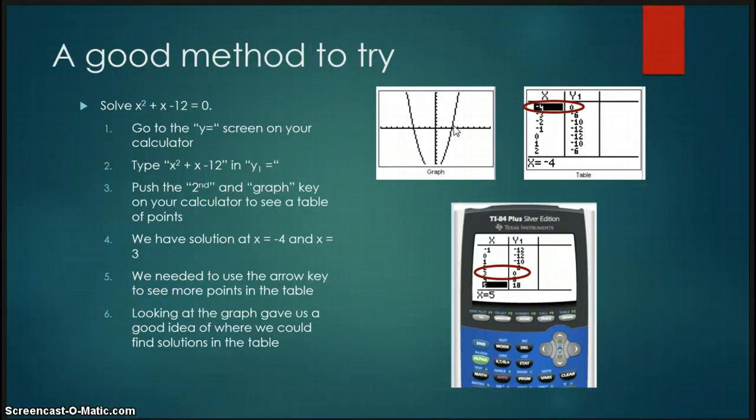I've also looked at a graph. I've sneaked a peek at the graph here, and I see that there are two solutions. There are two places where this parabola crosses the x-axis, so I need to find another 0 in this y column. Since this one's at -4 on the negative side, I know I have an answer on the positive side. So I need to use my arrow down key and just come down a little bit to see more values in the table. And sure enough, here's another 0, and attached to that is 3. So I can say that the solutions to this quadratic equation are x equals -4 and x equals 3.